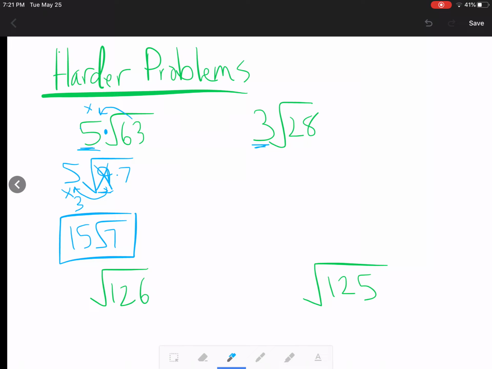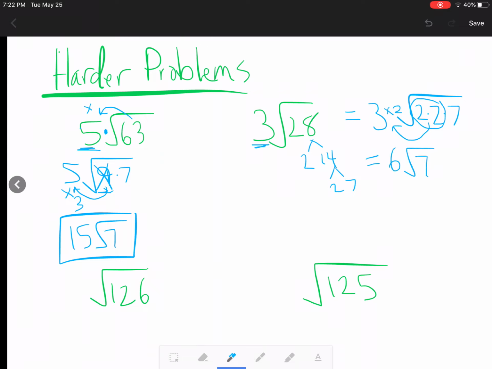Here, this one is kind of tricky. I'm going to go with 2, 14, 2, 7. So now I'm looking at this as 3 times the quantity of 2 times 2 times 7. Here I'm going to do the 2 in, 1 out trick. Take these two 2's, move them out here, put as 1, 2, and again it's going to get multiplied to that 3. So when I do that, I will get 6 times the square root of 7.